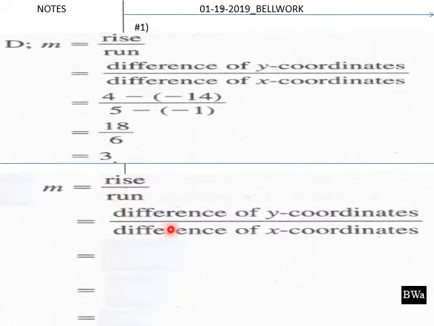Number 2, rise over run again, difference of y over difference of x. So we have 0, 0, we're at the origin, and 4 minus 0 over 2 minus 0. We're going to shoot for a slope of 2 here, which we get, so it will be 2, and that would be G for number 2.